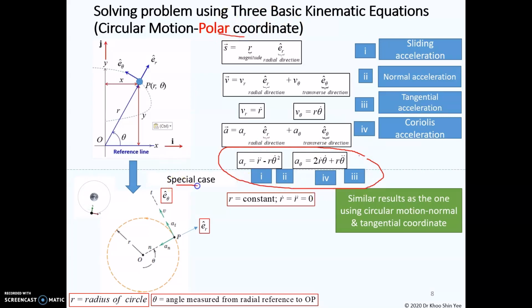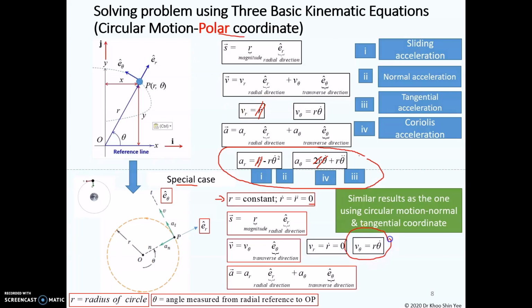Let's consider a special case where we let the r be constant. In this case, the particle will undergo circular motion. Since the radius is constant, r dot and r double dot will be equal to 0. And then this component, which is the sliding acceleration, will be equal to 0, and the Coriolis acceleration will be equal to 0 as well. And also your sliding velocity will be equal to 0.